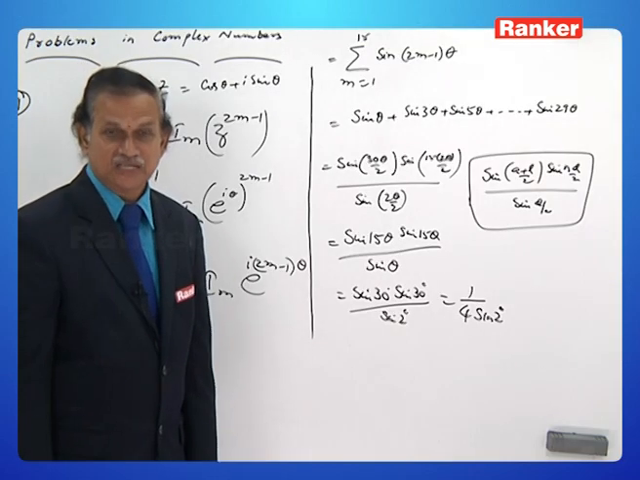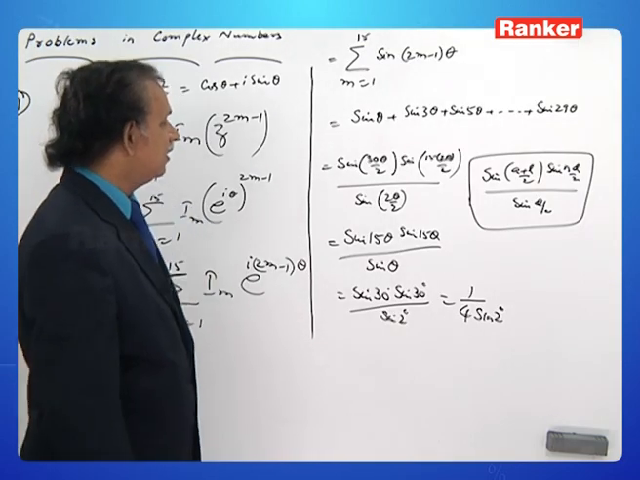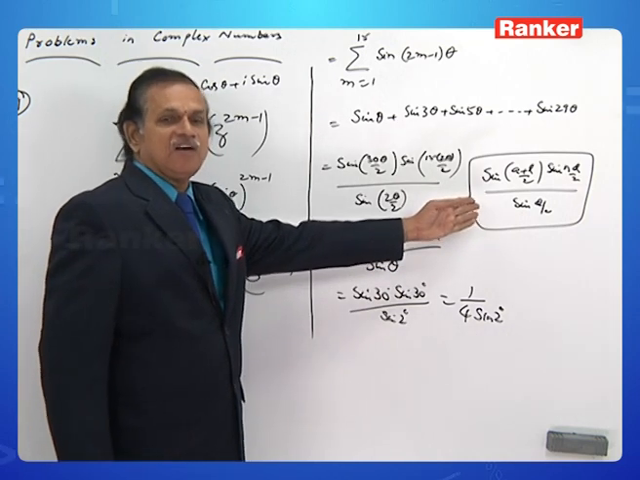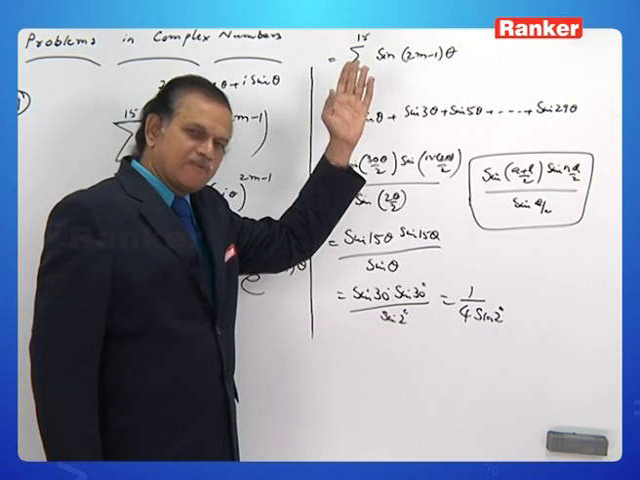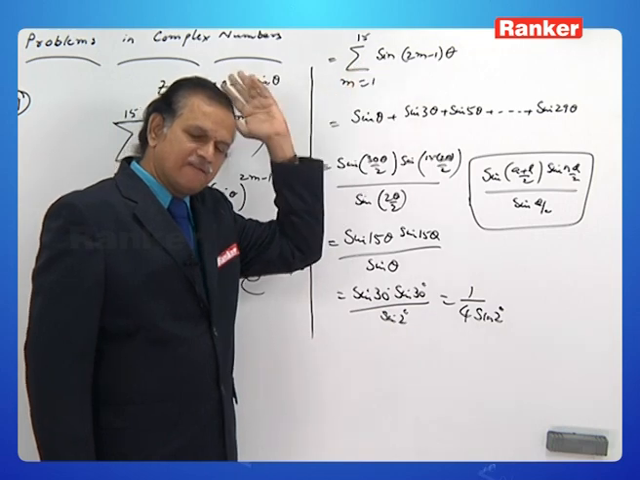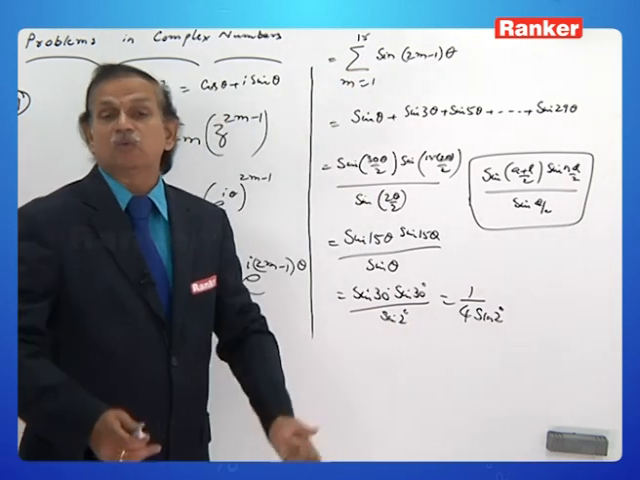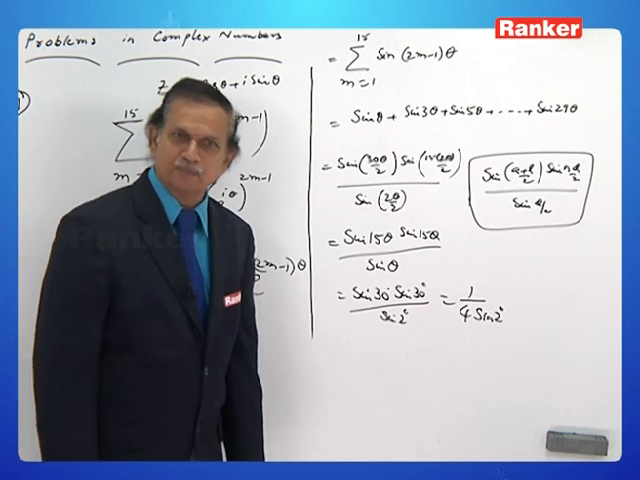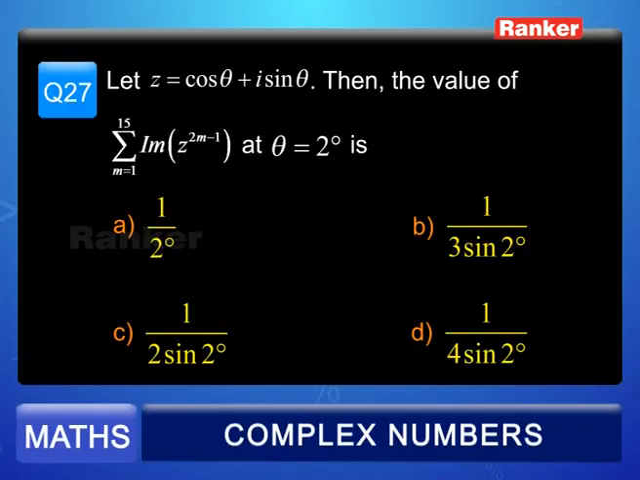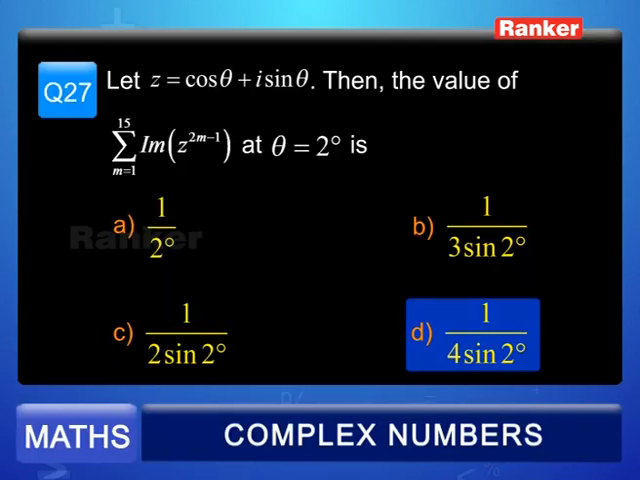That's the question. The highlight of the question is, you must remember this formula, which can be drawn from the summation of series involving trigonometric functions, provided the angles are in AP. Yes, that is the answer. 1 by 4 sin 2 degrees is the right answer.